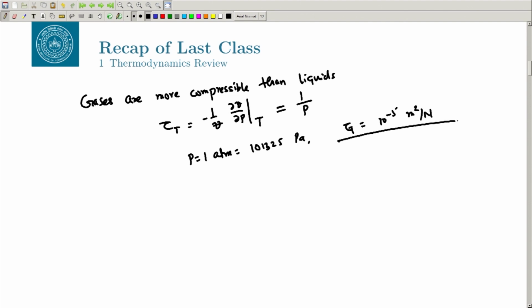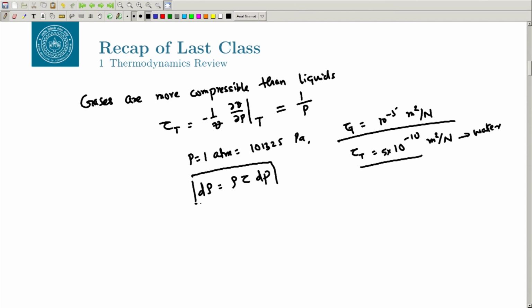And we said that for liquid this tau T is of the order of 10 to the power minus 10. So, there is at least 4 orders of difference, this is for water, between the compressibility of water and air. And then we derived the expression that dV or d rho, if you say, will become rho tau dP, right.